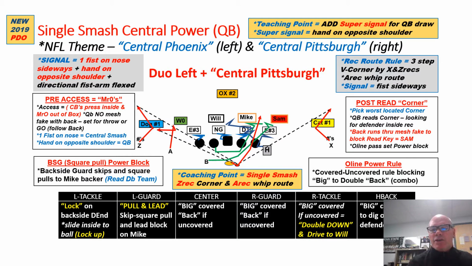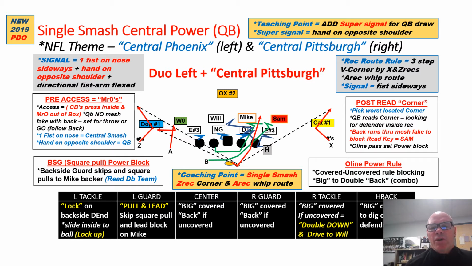Next one we can do is start to change the routes, but still use our PDO, and we can also combine this with making the quarterback the ball carrier. So what we'll do is, instead of the hand on the face, we're going to take the fist sideways and put that right on the nose. It still tells us a central verbal cue for PDO, but now this changes the routes to what we call, since we're just doing one hand up, a single smash.